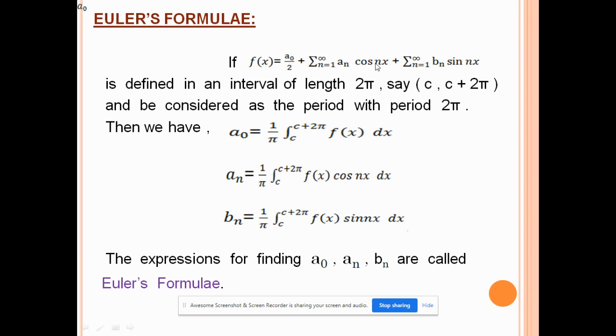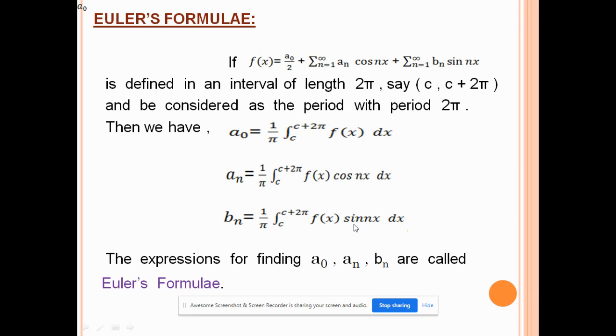When we define this f of x in this term, then the constants a naught, an, bn are expressed as a naught is equal to 1 by pi integration from c to c plus 2 pi f of x dx, and an is 1 by pi integration from c to c plus 2 pi f of x cos nx dx, and bn is equal to 1 by pi integration from c to c plus 2 pi f of x sin nx dx. Finding these constants uses what are called Euler's formulae. These are called Euler's formulae.